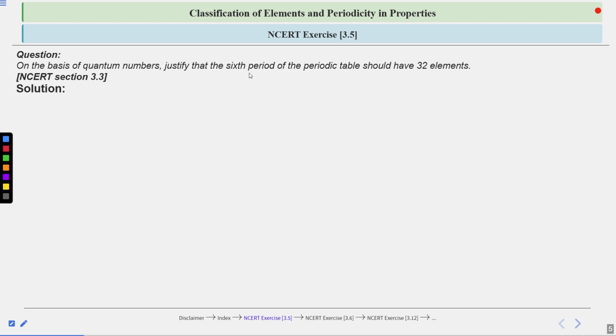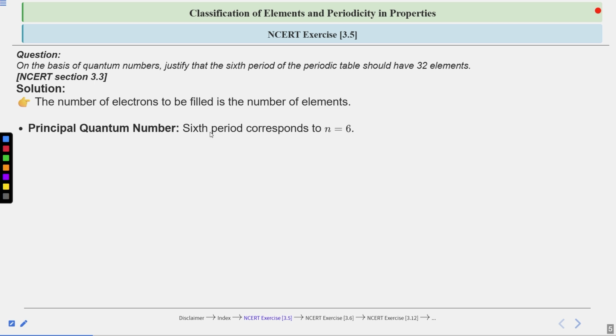Now when we say 6th period, what do we know? We know what the maximum principal quantum number possible is. But before that, if you know how many electrons are filled in that period, then you will know the number of elements. If I am saying 6th period, then n is equal to 6. So this is for sure the maximum principal quantum number allowed, or the outermost principal quantum number, is 6.